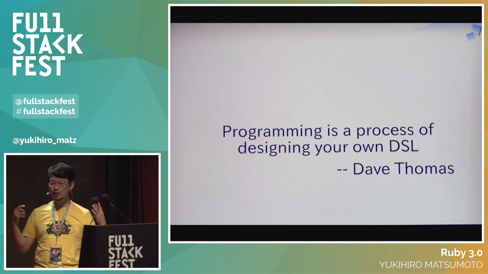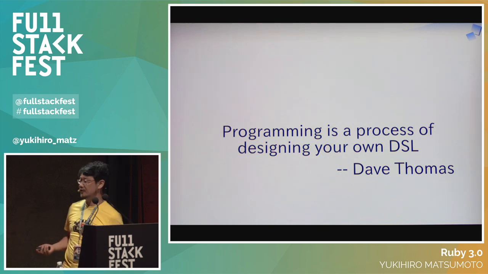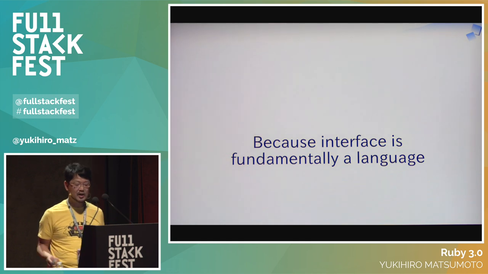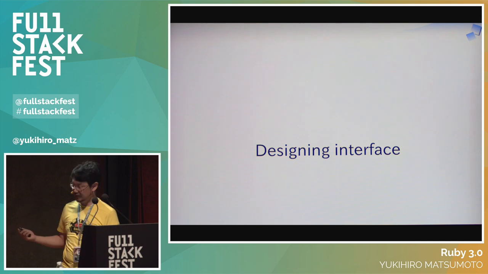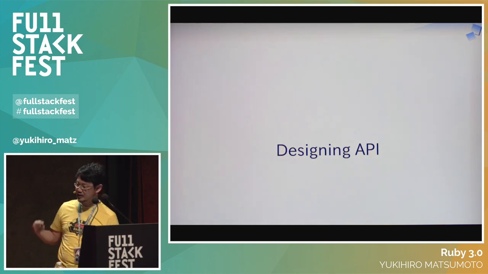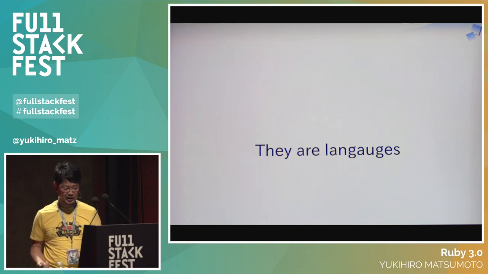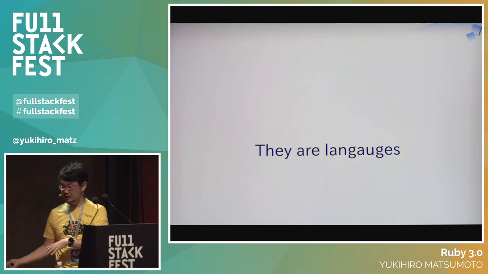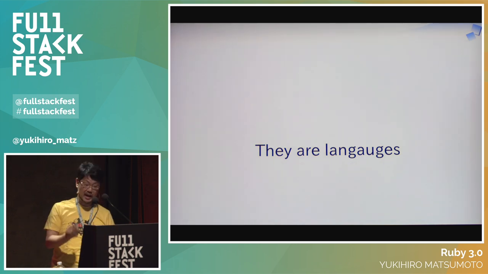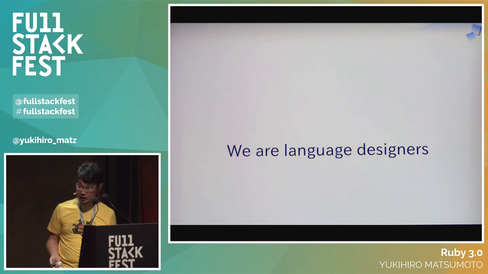So designing your library, designing your API, designing your framework, designing your user interface is kind of language. Because interface is fundamentally a language, designing interface is designing language. Designing API is designing language. Designing framework is designing language. So they are languages between machine and humans. So we are language designers, seriously.